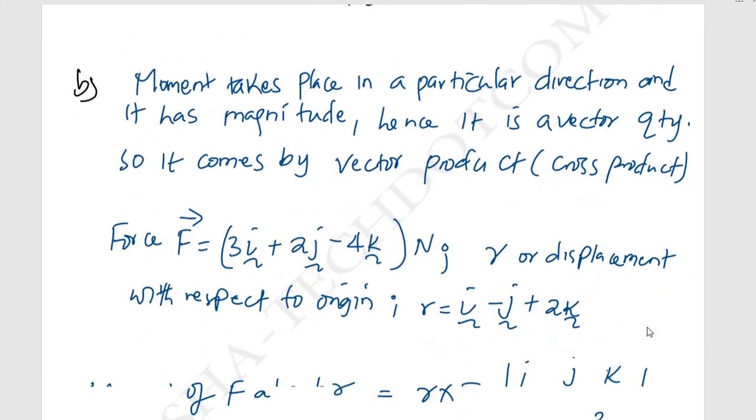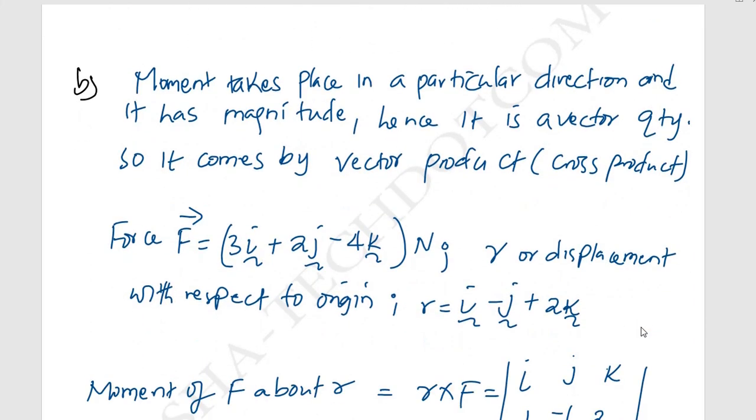Now part B says we have a force and a displacement R, and they are telling us this force is acting at a point which is at R, or displacement with respect to the origin, or 0, 0. In other words, it means the origin is of vector 0, 0.